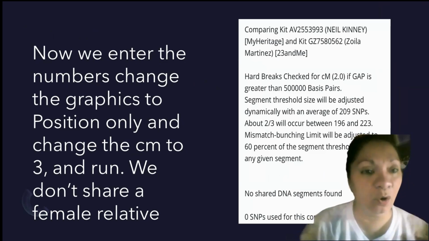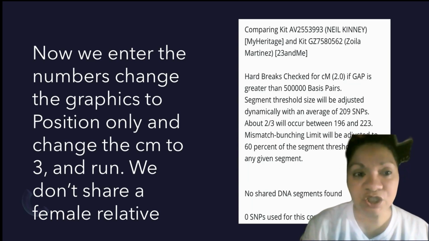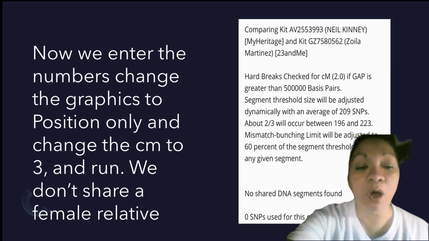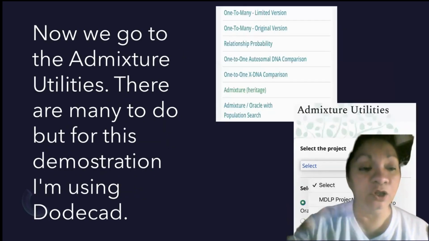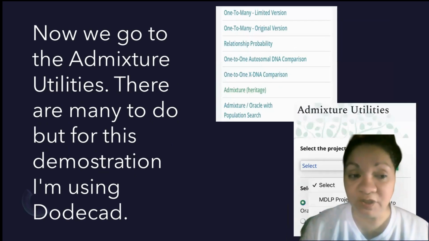Okay, and I always suggest to lower the centimorgans for everything to 3. You want to look at it at the lowest that you can, and each test will allow you to lower only a certain amount.